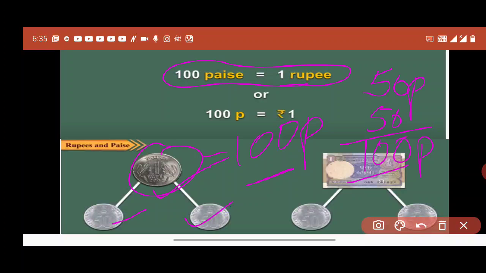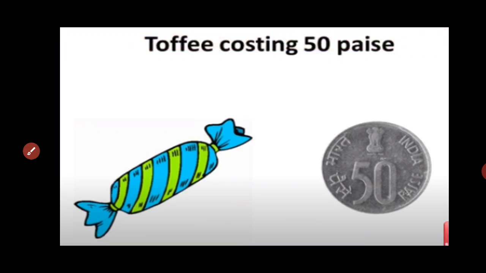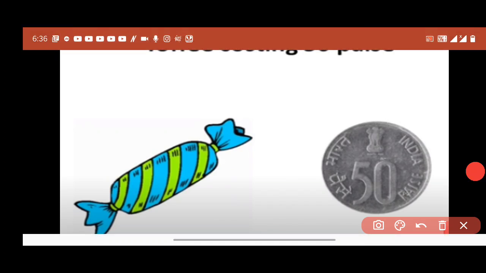And how is that possible? If you take two 50 paise coins, it is equal to 100 paisa and 100 paisa equal to 1 rupee. So, 1 rupee coin is equal to two 50 paise coins. Now, let's understand this concept in detail. For example, if you want to buy a toffee costing 50 paise, what will you give the shopkeeper? Simple, this 50 paise coin.